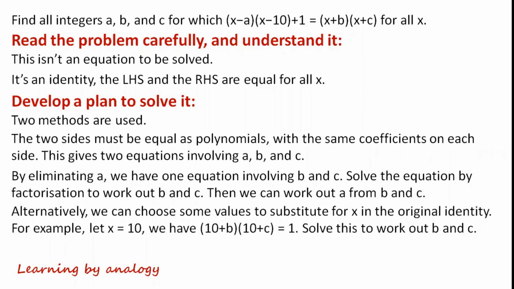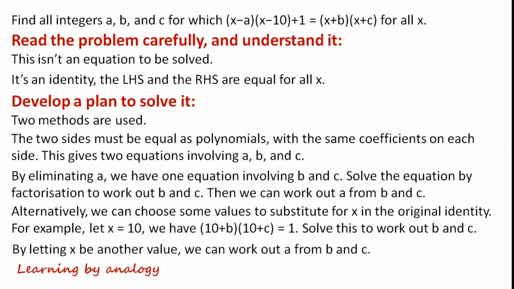Alternatively, we can choose some values to substitute for x in the original identity. For example, let x equal 10. We have (10 + b)(10 + c) = 1. Solve this to work out b and c. By letting x be another value, we can work out a from b and c.